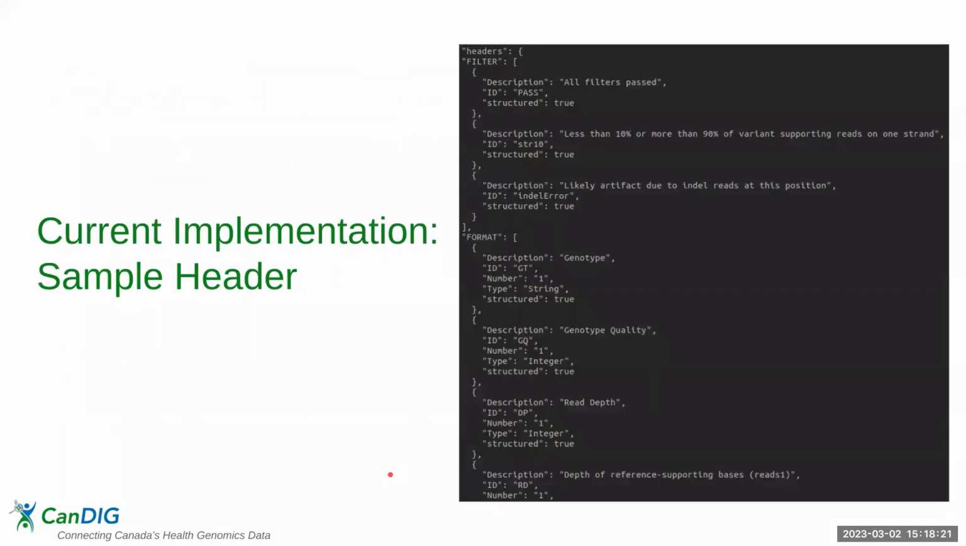Just as a quick overview of what the headers might look like, they might contain information that's really relevant to researchers, like the quality of the calls. They might contain information like the genotype, which is very important, and the read depth, which is how many reads correspond.